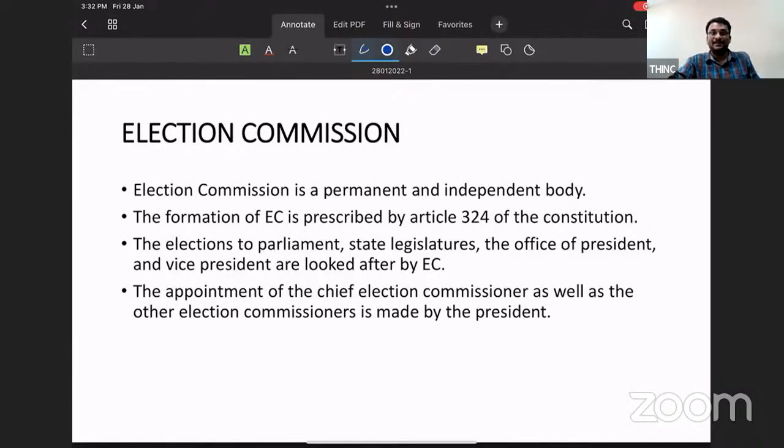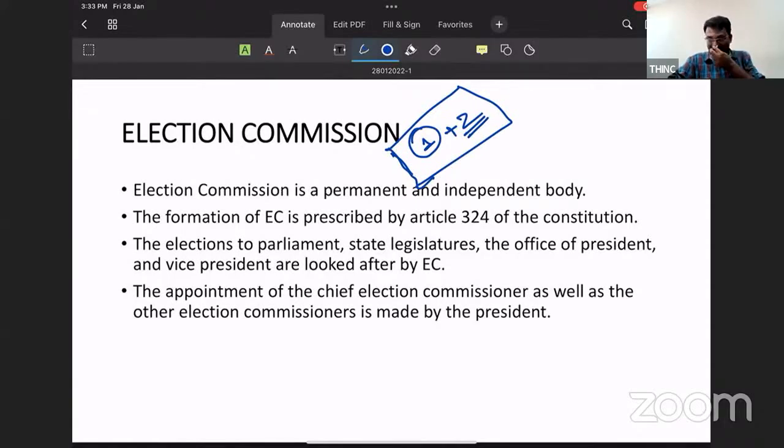So it is a permanent and independent body. In the initial time, it is a uni-member body. That means only one member was there. And in the course of time, other two members were added. And after 2-3 years, the other two members were removed. Again, other two members were added. Now it is a multi-member commission with one Chief Election Commissioner and two other Election Commissioners.